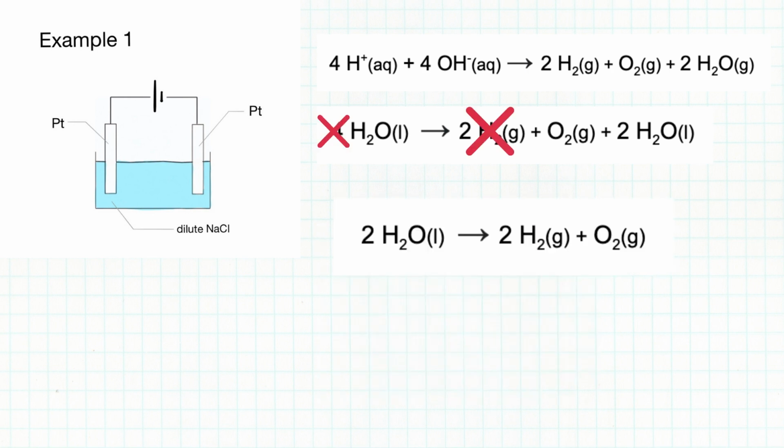4H2O yield 2H2 + O2 + 2H2O. 2H2O is cancelled from left-hand side and right-hand side. Now the chemical equation is 2H2O yield 2H2 + O2.